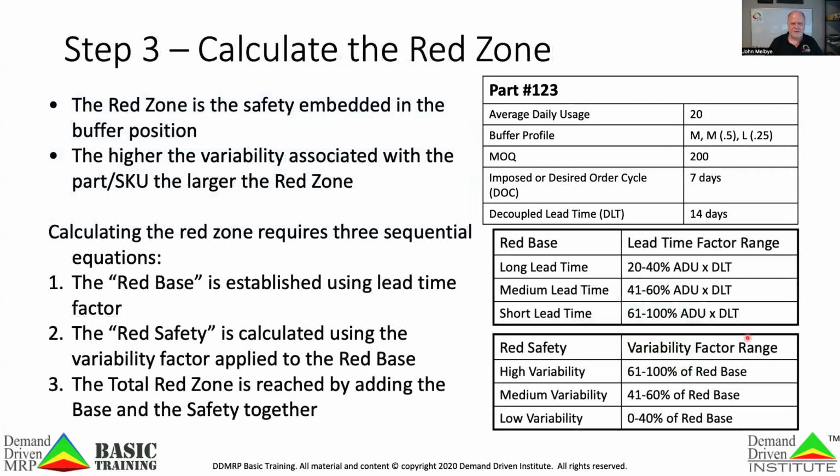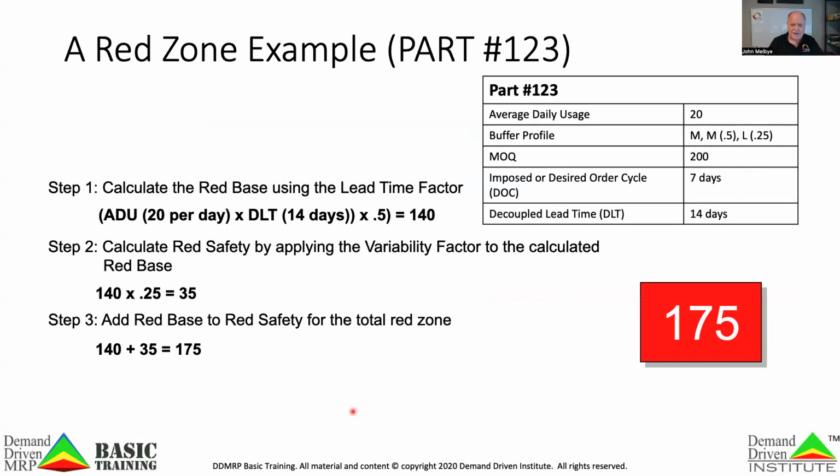The red zone, the safety embedded in the buffer. The higher the variability associated with this part, the larger the red zone. The red zone base is first calculated using the lead time factor, and then we multiply the variability factor against that red base, and then we add those two together to get our red zone. We've calculated the red base using the lead time factor to get 140. We've taken 140 times our variability factor of 0.25 and got 35. We've added the two together and got 175 as our total red zone.